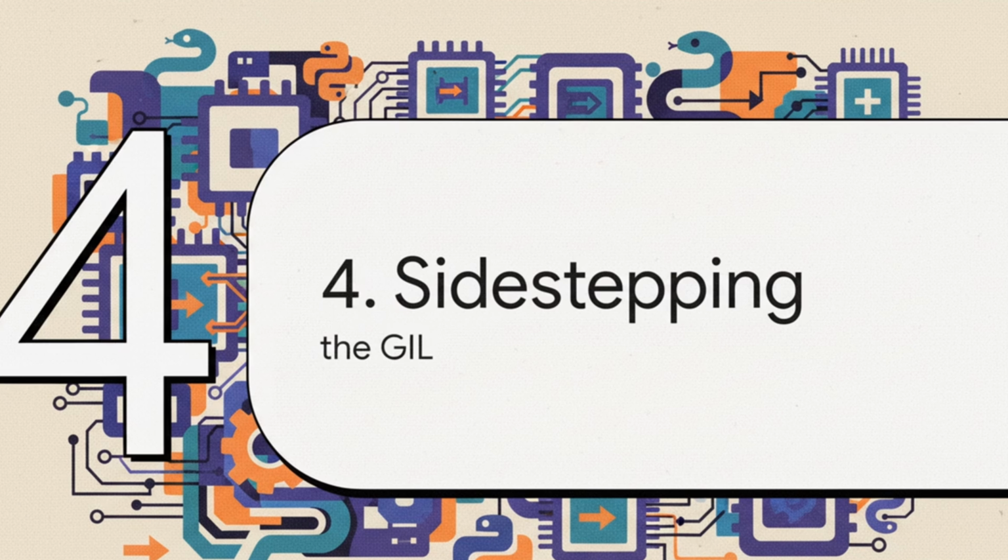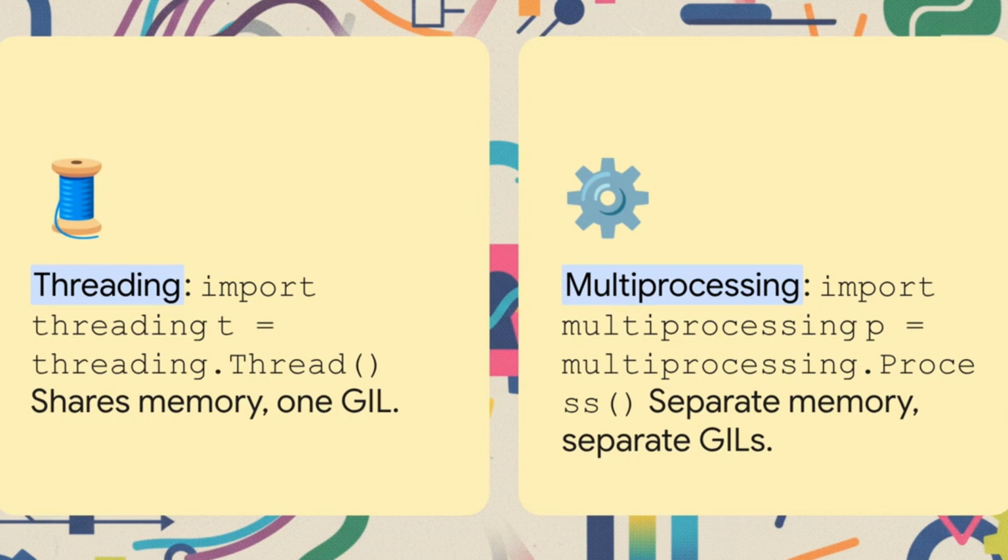Okay, so that's great for I/O tasks. But what about our original problem? What if your task really is a heavy CPU-bound calculation? How do you break free from the GIL and actually use all those cores you paid for? Well, thankfully, Python has a built-in, officially recommended solution for exactly this scenario. And that solution is the multiprocessing module.